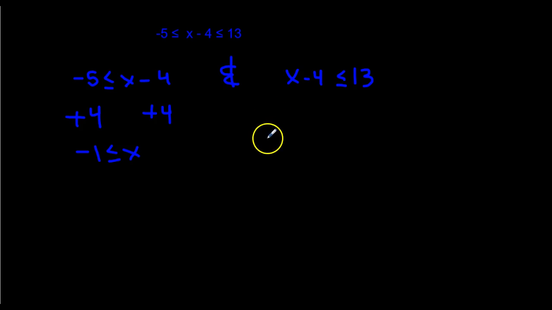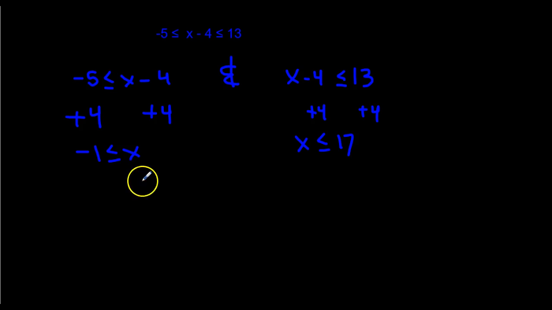That looks pretty good. I could rewrite this so that x was on the left-hand side. I might not do that right now just because it's a compound inequality. We might do that later. And over here, I'll also just add 4 to both sides. And I get x is less than or equal to 17.